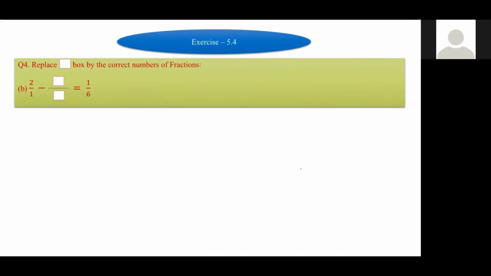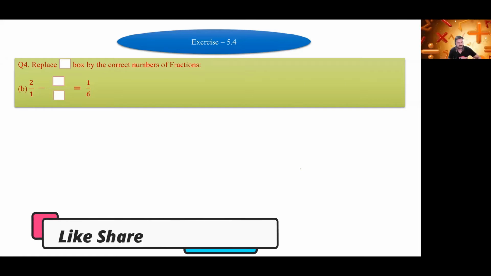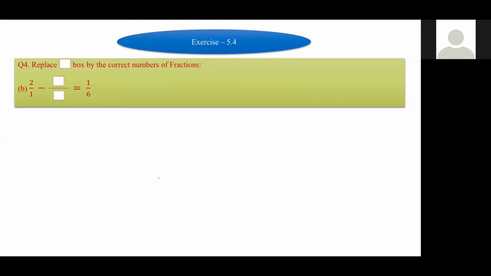Sir, I was raising my hand for a doubt. बोलो क्या डाउट है आपका? I don't understand this. Replace the box by correct numbers of fraction. I was about to raise my hand for it in the first period, but then the period ended. Okay, pay attention here. You keep the mic on.